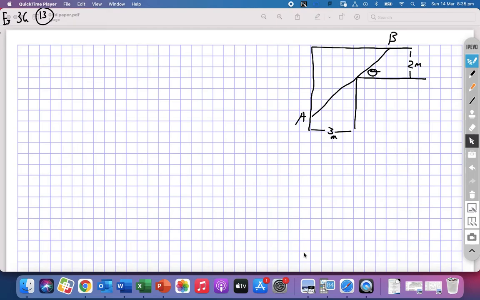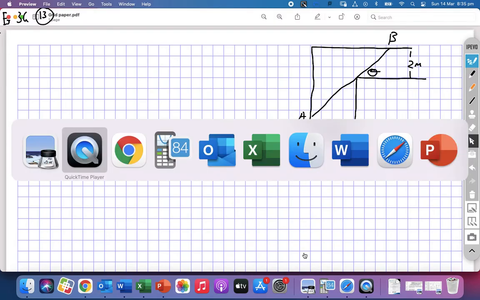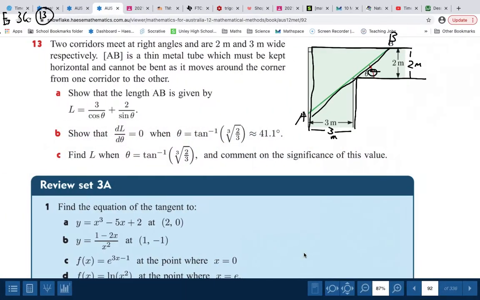3G, question 13, optimization, straight out of the book. Here, 2 corridors meet at right angles, 3 meters and 2 meters apart, 2 meters, 3 meters. AB, this green line, is a thin metal tube kept horizontal. Well, that's so we don't go into 3 dimensions and make this problem even more difficult than it would be. Otherwise, it cannot be bent, it moves around.